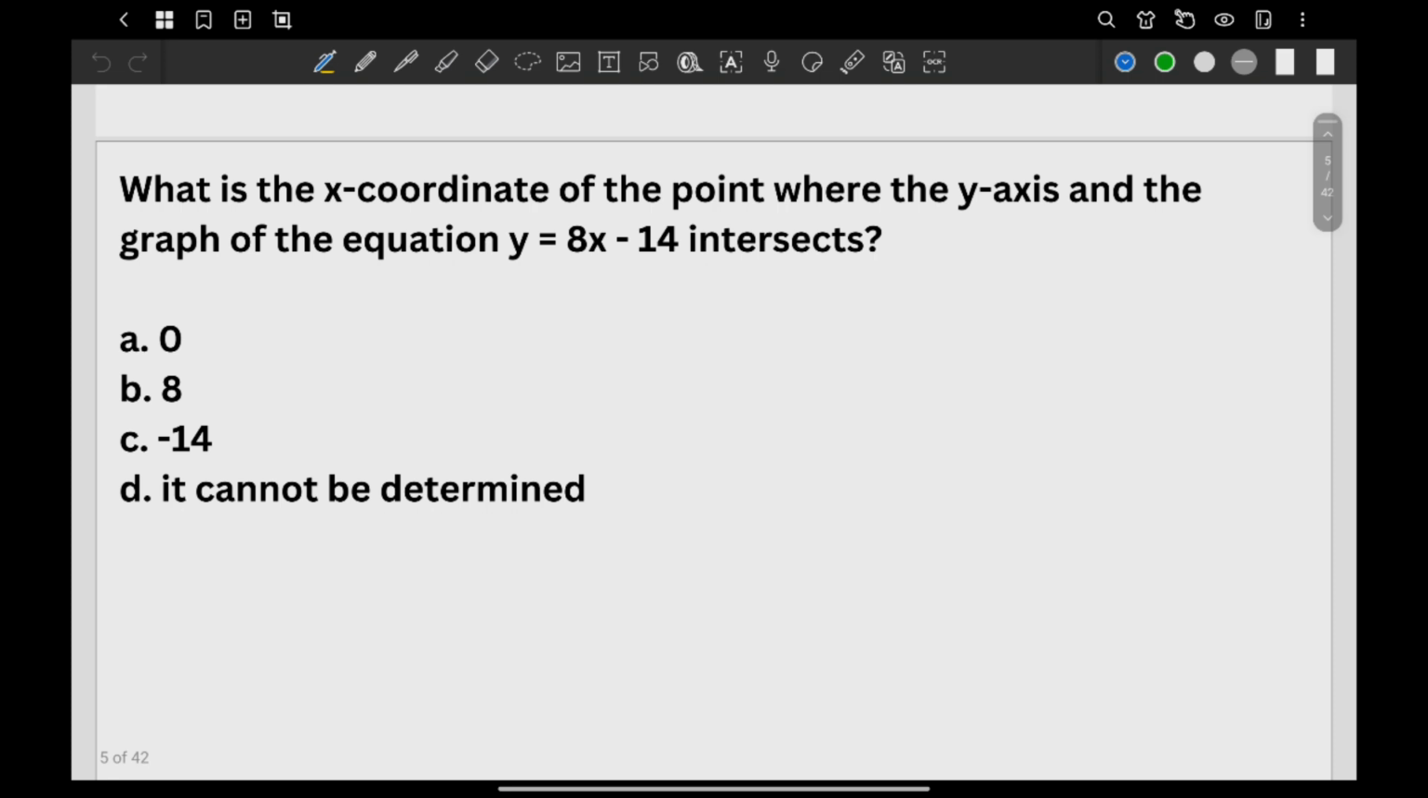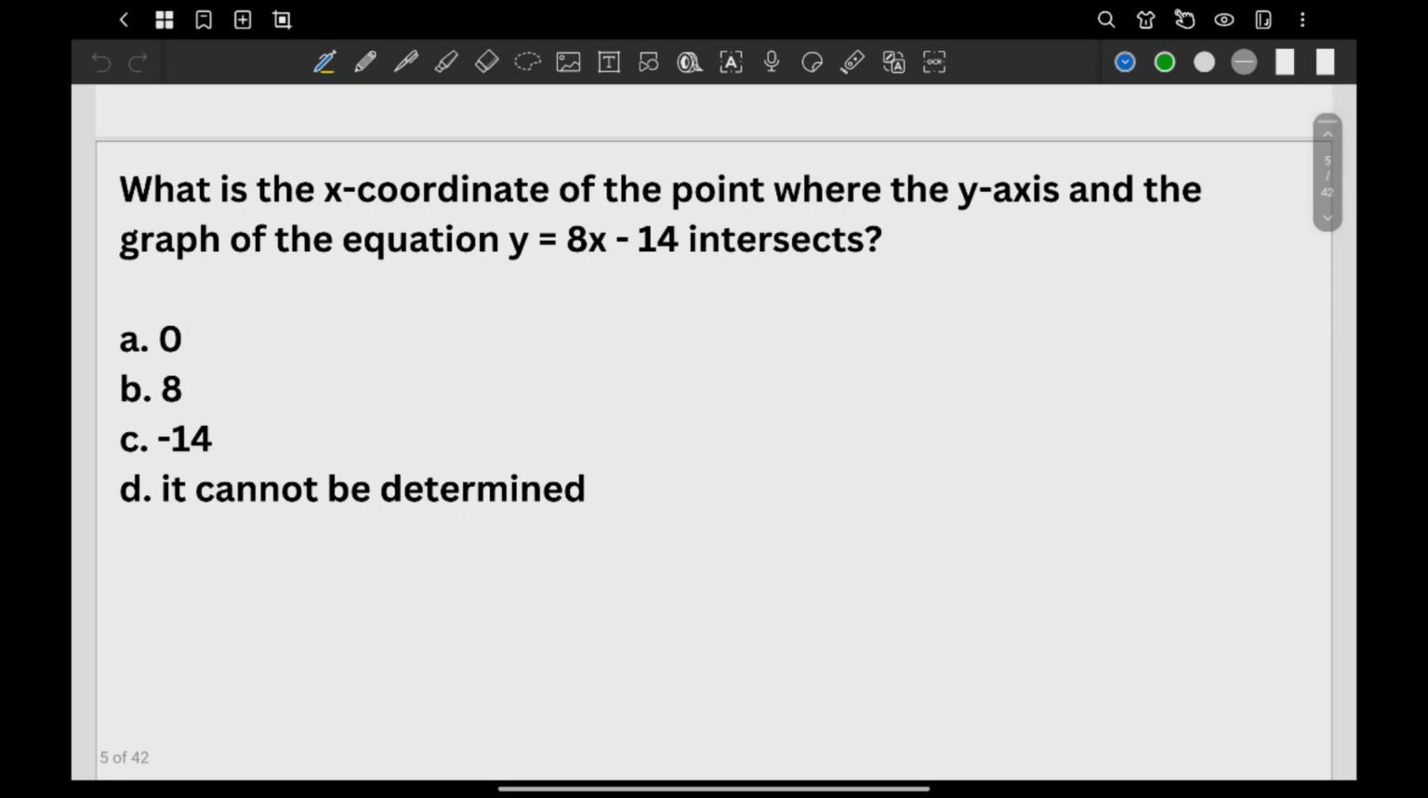What is the x coordinate of the point where the y-axis and the graph of an equation intersects? We have the equation here, y is equal to 8x minus 14. Actually, this question is very easy. Why? Because whatever the equation is, there's always just going to be the same answer all throughout. Because it's asking about what?